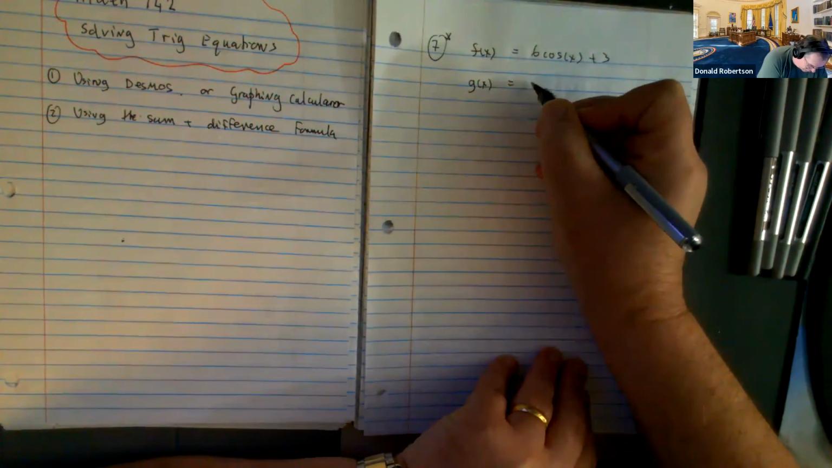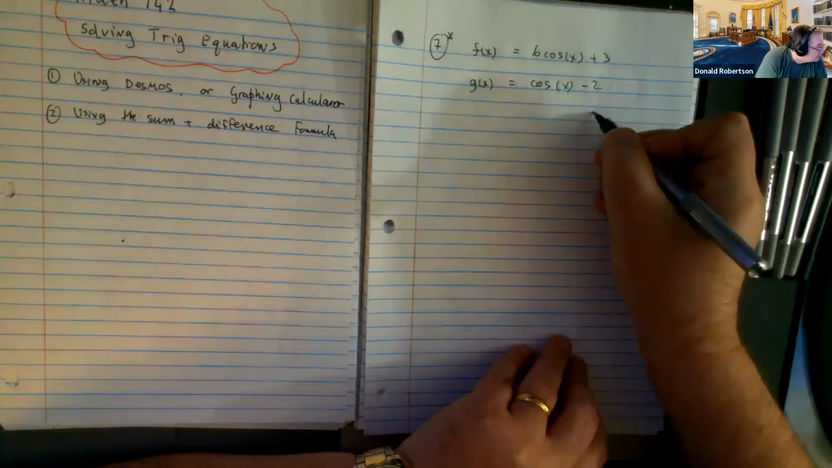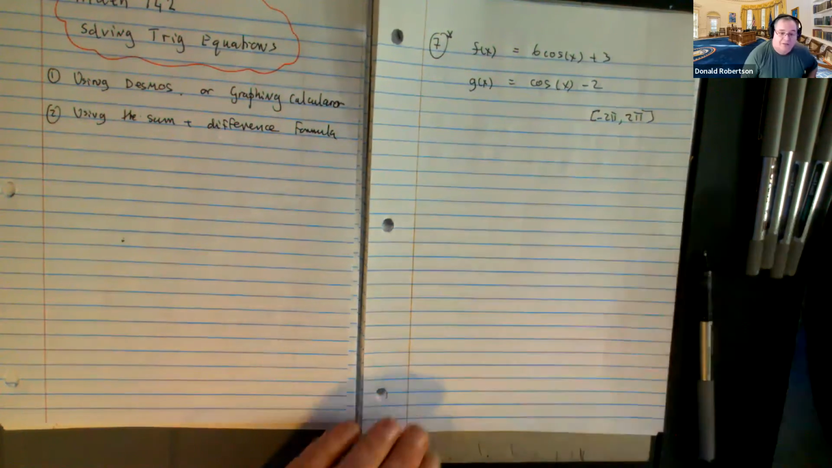In a version of question 7, you have a function f of x equal to 6 cosine x plus 3. You have a function g of x, which is the cosine of x take away 2. And they even tell us that it's between negative 2 pi and 2 pi. I won't worry about the y values. And they ask us to graph it. Well, graph both of them because it's two functions. And let's show you how that would work.